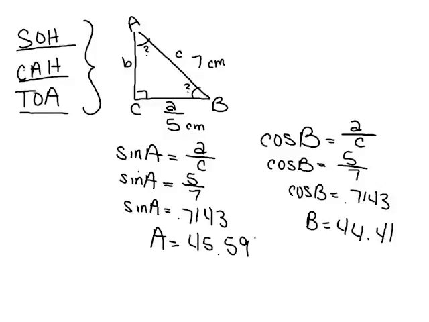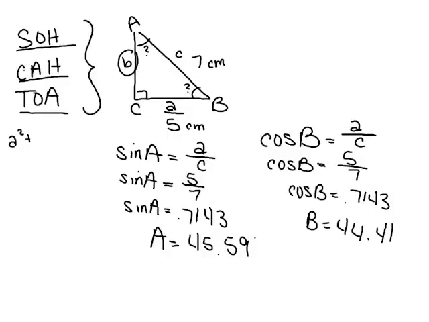So I found my angle for A and I found my angle for B. The only thing I'm missing is this side length of B. So let's figure out how we would find that. Again, there's lots of ways we can do it. What's one way we can find it? Very good. Pythagorean theorem. So remind us of what that is.